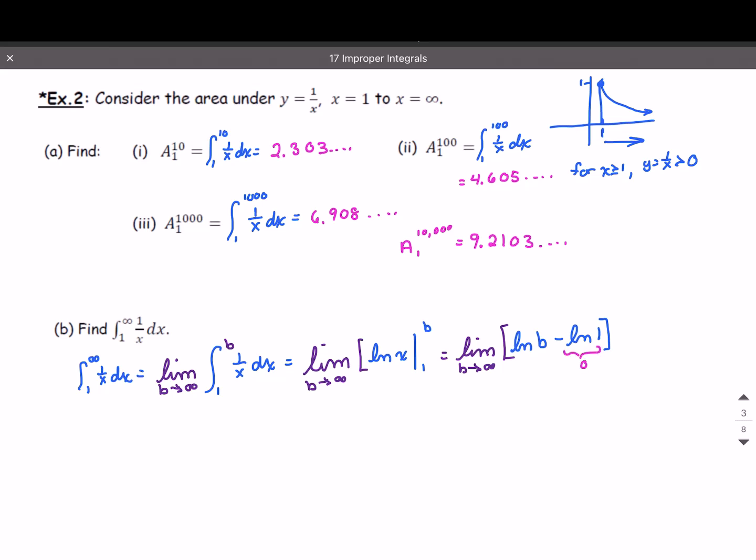This is 0. But the natural log of b, as b gets large, remember your natural log graph? The graph comes just like this, right? And as our b's, which are x values, get large, this graph is also going to get large. The natural log of b is going to increase without bound. That means that this limit is increasing without bound. And that means our area diverges. We are not going to be able to find the area under that curve from 1 to infinity. It's not going to slow down. It's just going to keep accumulating. Okay, there we go.